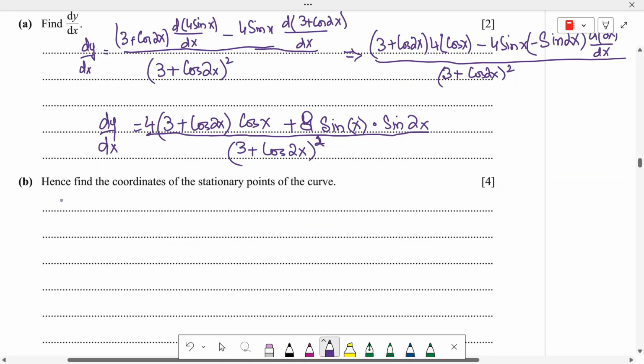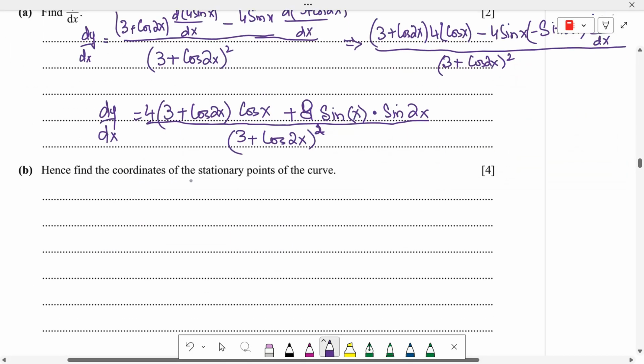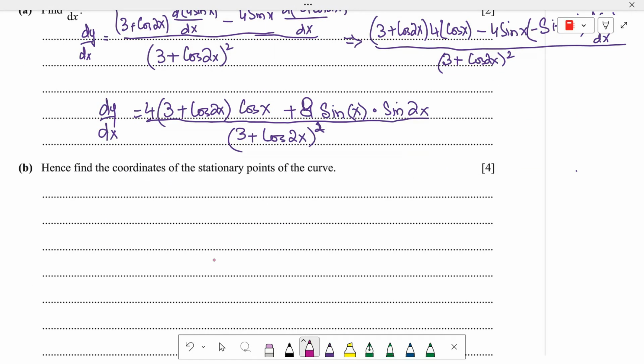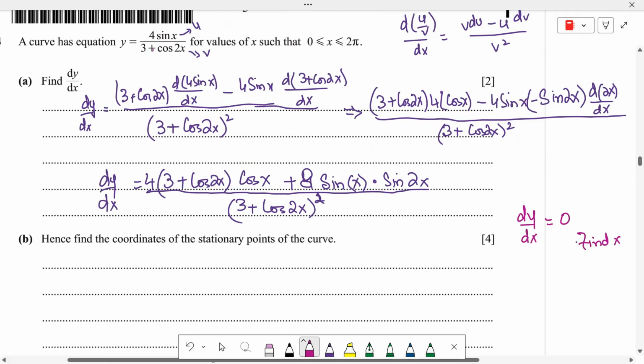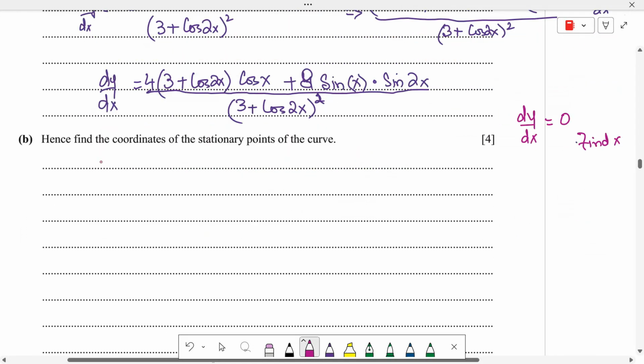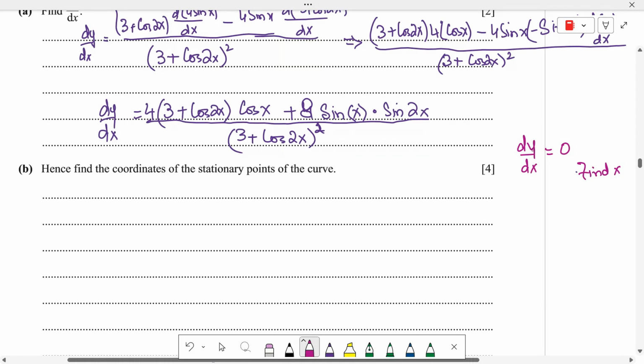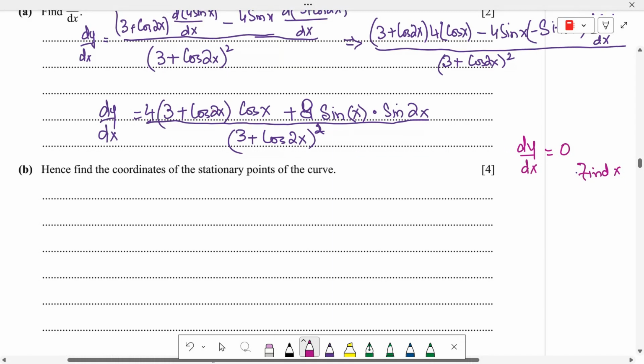Now let's move to part B. Hence find the coordinates of the stationary points of the curve. To find the stationary points, we need dy/dx, equate it with 0, and find the x coordinate. After finding the x coordinate, we plug it into the given y equation to find the y coordinate. First, we equate dy/dx, which we have just calculated, with 0.